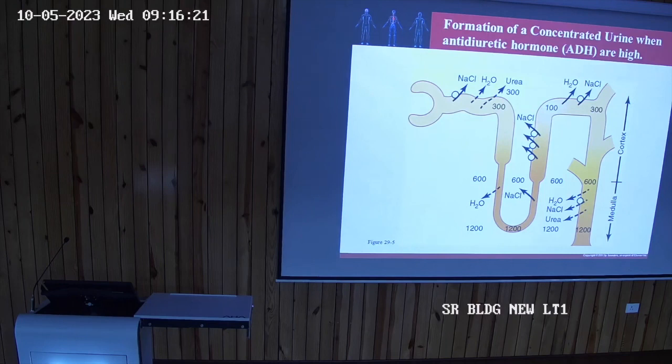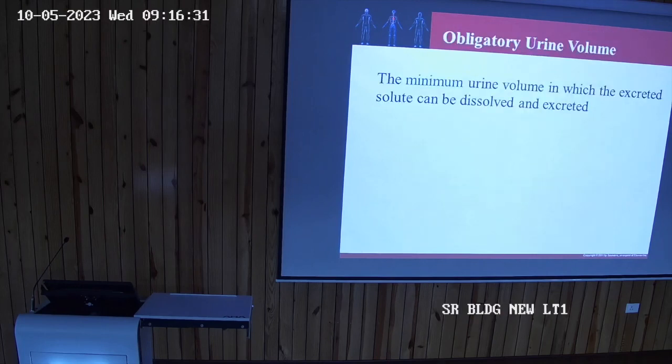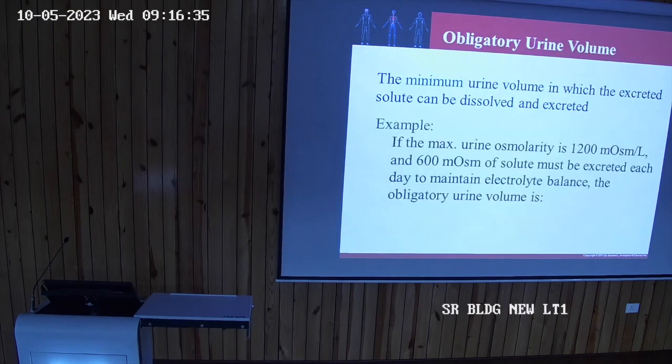The things which will be removed are urea and sodium chloride, and water will be removed in excess, so the concentration will become 1200 milliosmoles. This is the obligatory minimum volume in which the urine will excrete the metabolic waste products. That is the obligatory urine volume: the minimum urine volume in which the excreted solute can be dissolved and excreted.